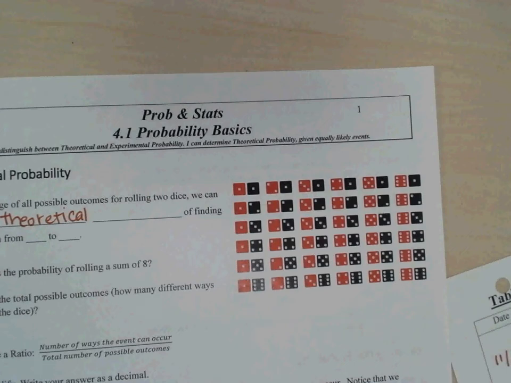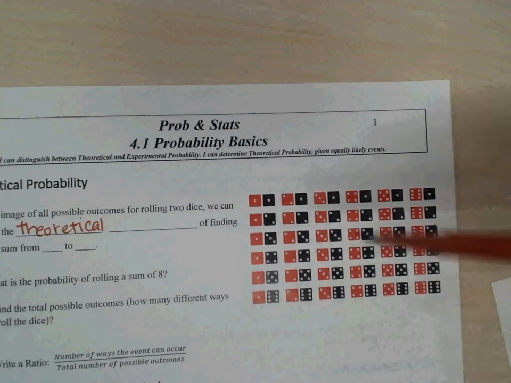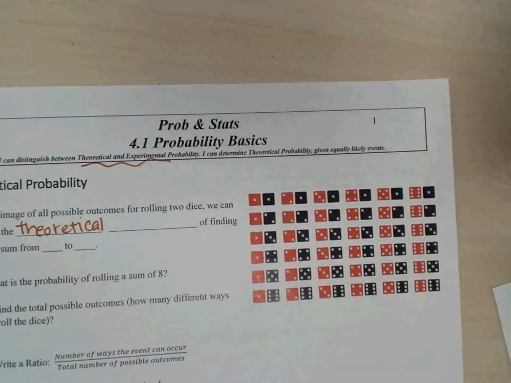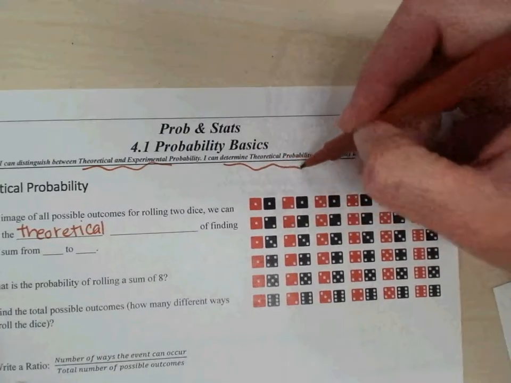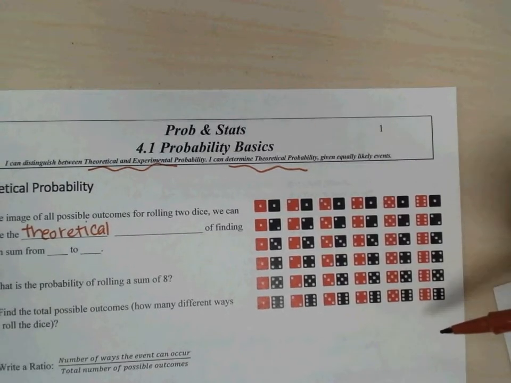Right, this is 4.1, probability basics. Our two goals today are to distinguish between theoretical and experimental probability and to determine theoretical probabilities given equally likely events. First of all, talking about theoretical probability, we have this definition here.